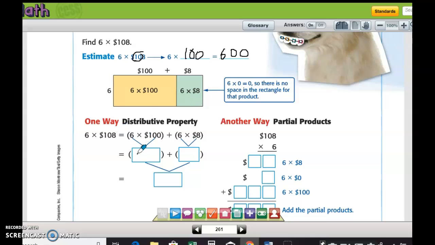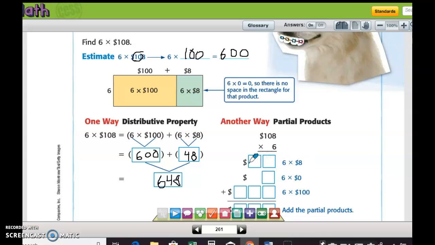6 times 100 is 600. 6 times 8 is 48. So 6 times 108 is 648. I just added 600 plus 48. So that's the distributive property, or looking back up here at the area model. Now, the partial products is where we don't regroup, we just write it out here and add up those products.